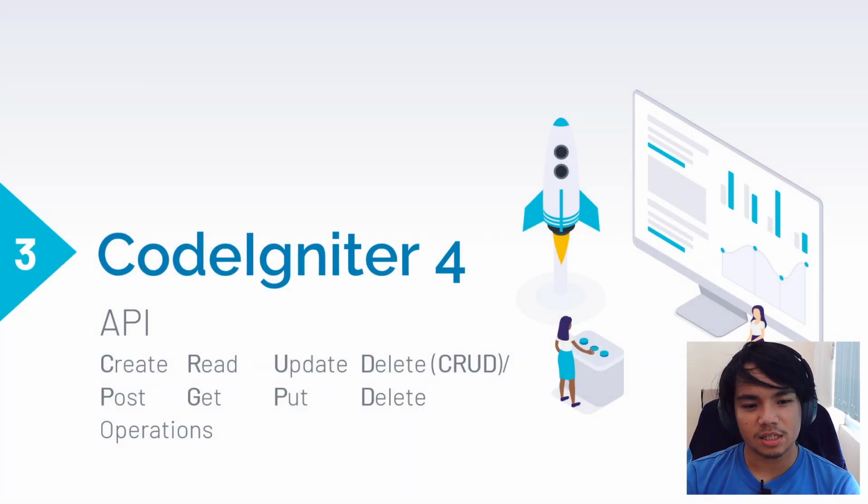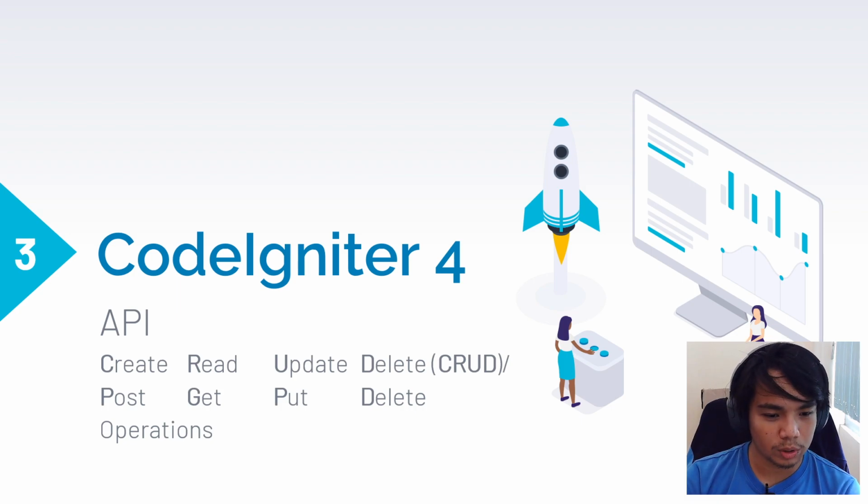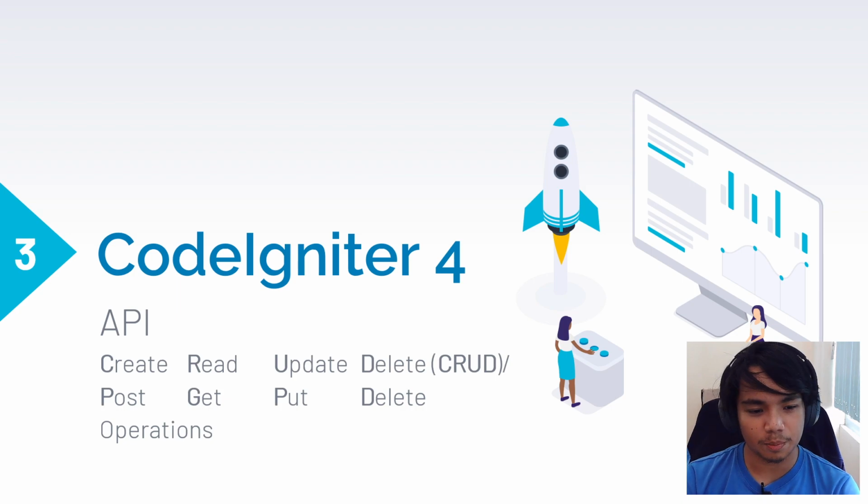Today we will be discussing CodeIgniter for API, or we will be developing an application programming interface using CodeIgniter 4. Previously, we have created a CodeIgniter for web application that has the four CRUD operations, or create, read, update, and delete. Today we will be developing an API that will accept the four HTTP methods such as post, get, put, and delete.